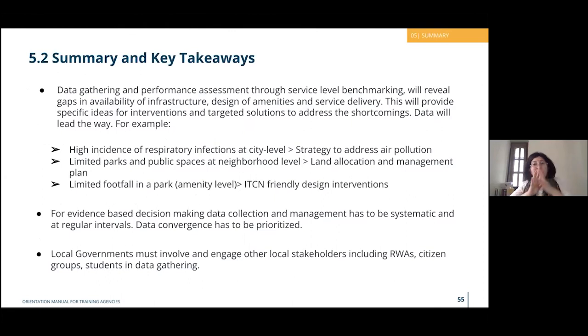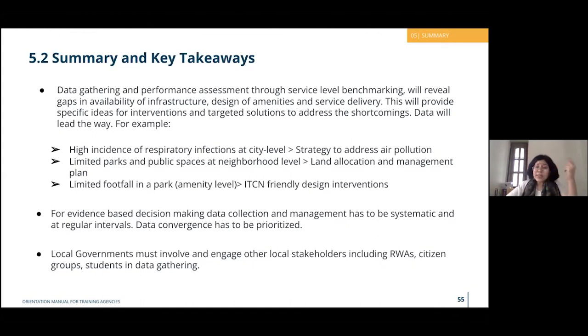Just to recap again, performance measurement is not new, right? In the last 5-8 years, it has gained a lot of popularity. We are using performance measurement across sectors, from sanitation to transport, to a lot of different sectors. So now it's for cities to use that understanding to extend it to developing a performance measurement framework for ITCN, correct? And essentially also use this data systematically to guide decision making, right? Certain cities' data will tell you what decision to take, what decision to prioritize.